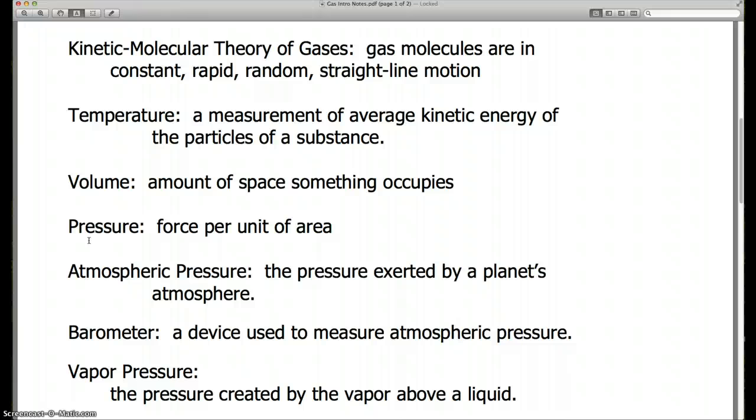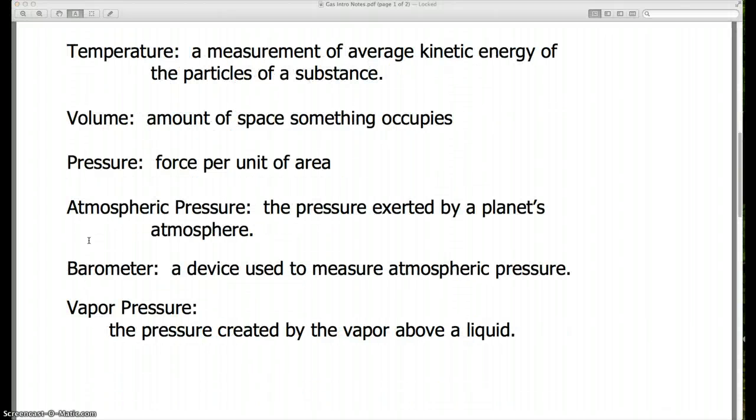Now, those gas molecules that are flying around the room you're in right now are hitting you, and they're hitting the walls and everything in the room. And when they hit something, they exert a force. And if we measure that force for a certain amount of area, that's what we refer to as pressure. Atmospheric pressure is the pressure of our atmosphere pushing down on us.